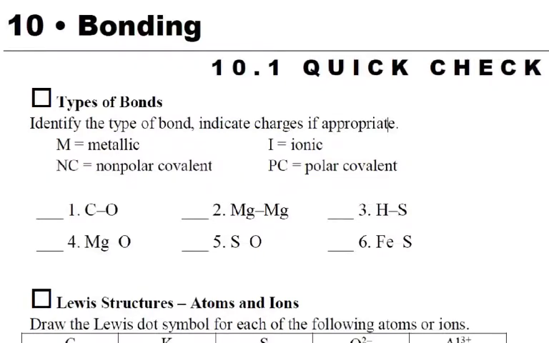Okay, I'm going to go through the 10.1 quick check. First off, they said to identify the type of bond and indicate charges if appropriate. For the type of bond, we are looking for whether something is a metal and a metal. That's metallic. We want to see whether it's a metal and a non-metal, that's ionic, or non-metal, non-metal, that's going to be covalent.